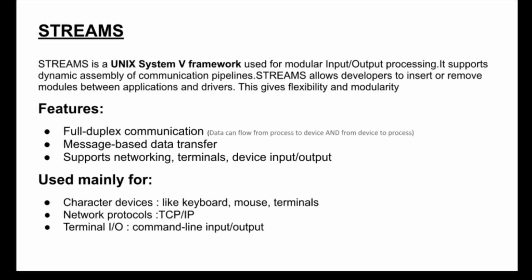First one, full duplex communication, which means data can flow in both directions at the same time. It can flow from process to device and from device to process. Next is message-based data transfer, and it supports networking, terminals, device input or output. And it's mainly used for character devices like terminals, keyboard, etc., and for network protocols, TCP and IP, and also terminal input or output.